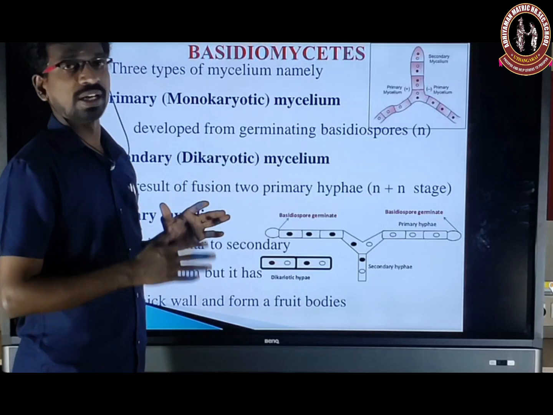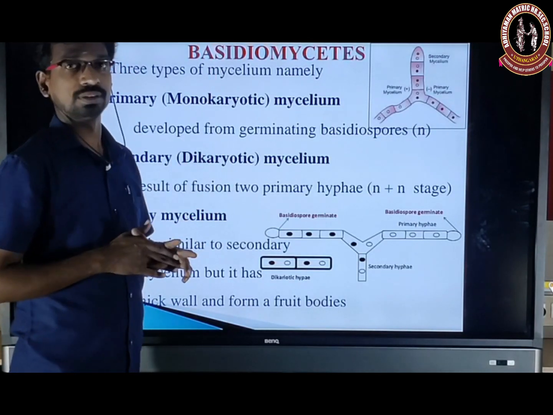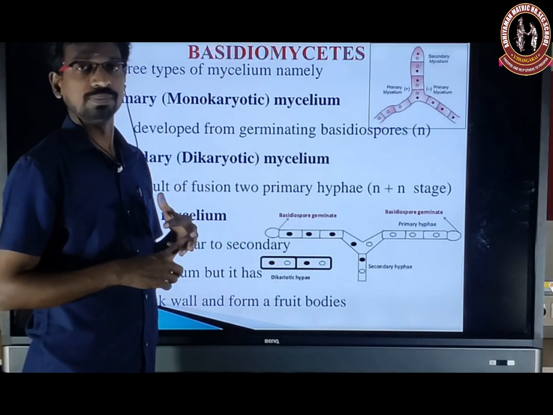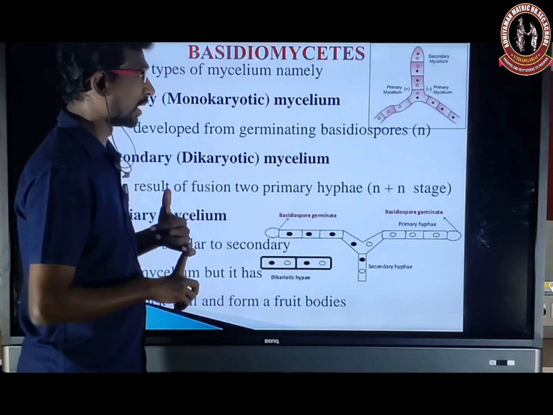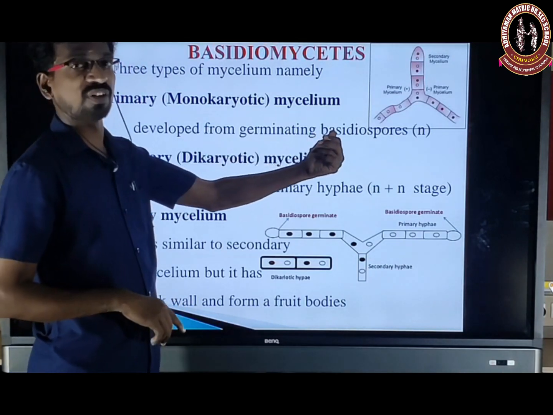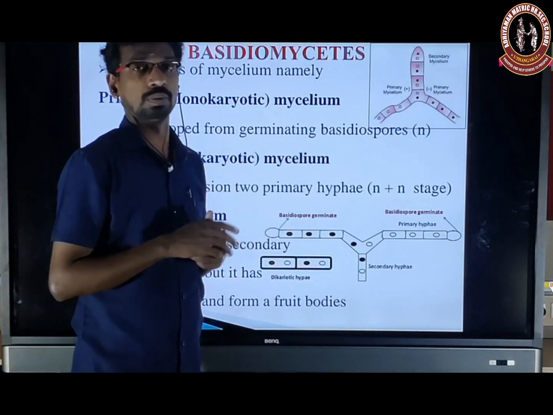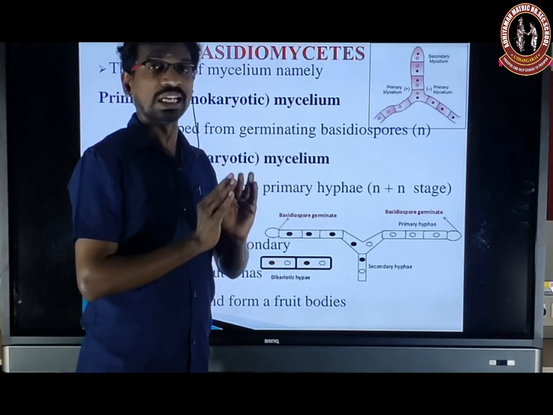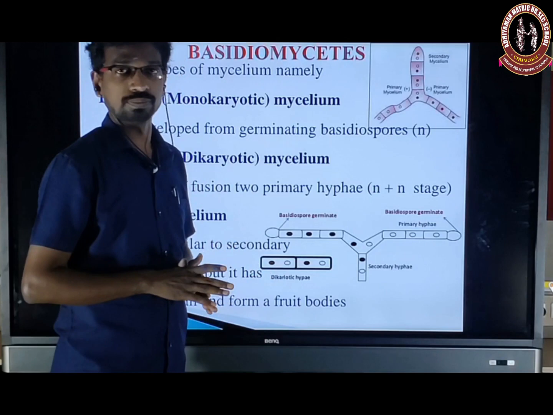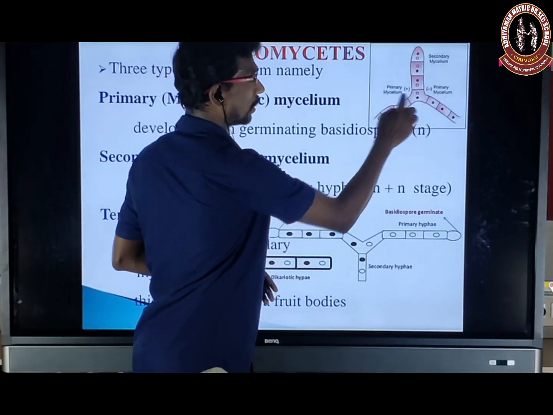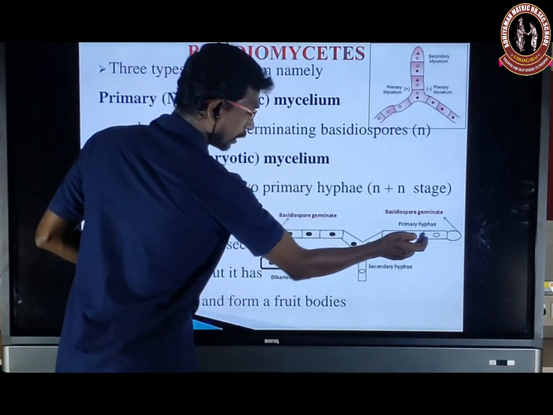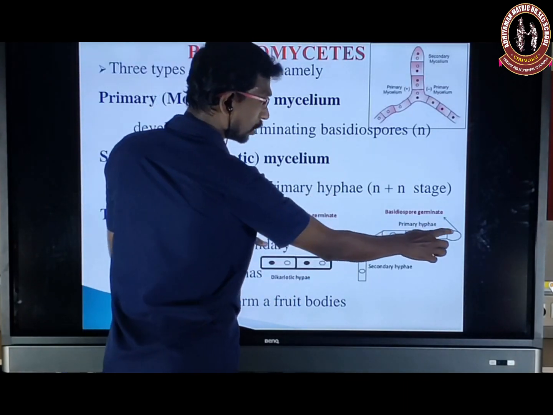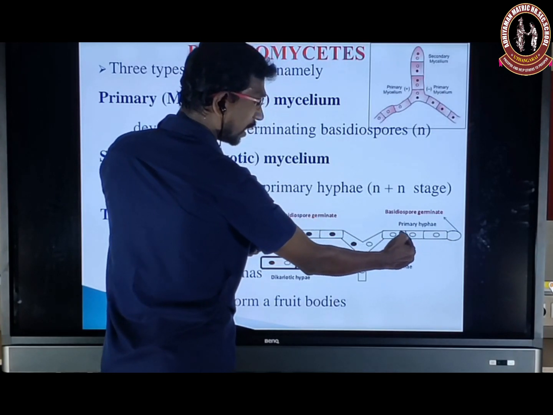Three types of mycelium are present in Basidiomycetes. What are they? Primary, secondary and tertiary. Primary mycelium will be formed directly from the basidiospore. When the basidiospore germinates to form primary mycelium, it is mostly haploid, uninucleate stage. Now all the hyphae are uninucleated. So that is a basidiospore. It germinates to form the primary mycelium.